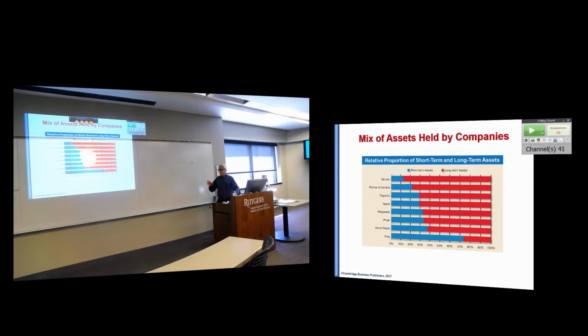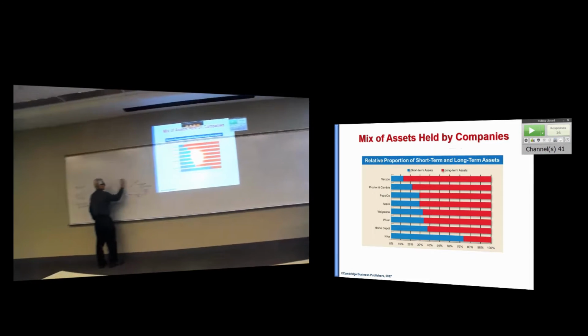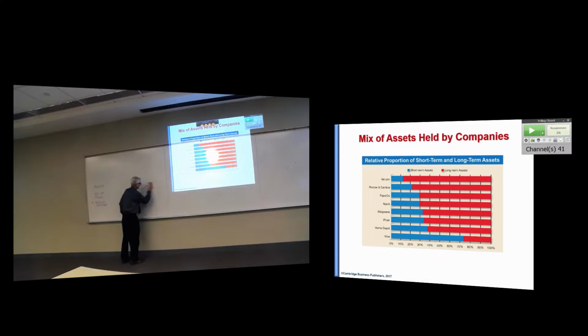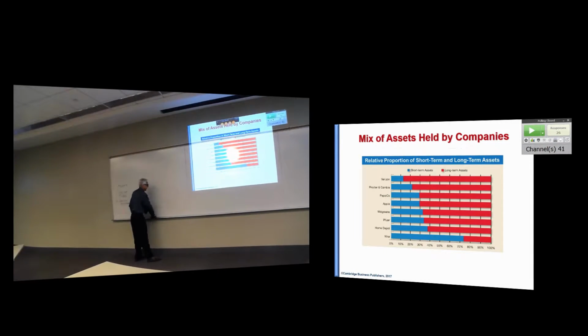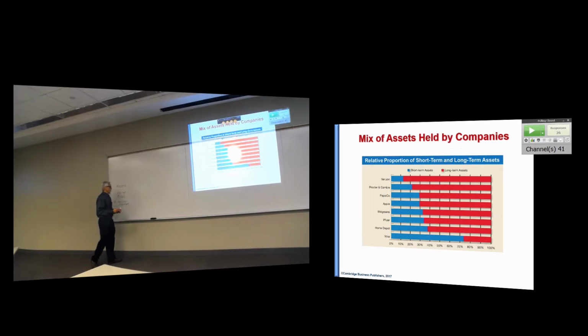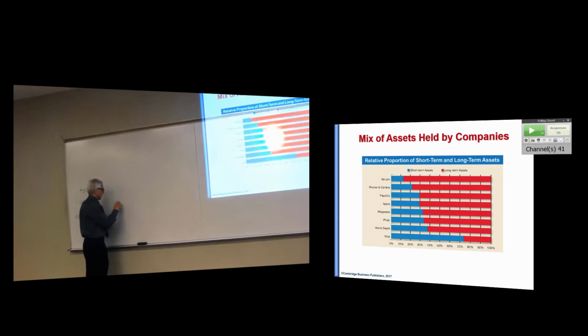Now, when you look at the balance sheet, when you look at the assets, you look at them as uses of funds. The next question is, where do you get the money to buy those assets? And this is where we're going to have the sources of funds.